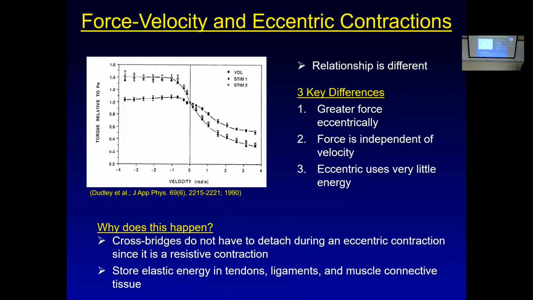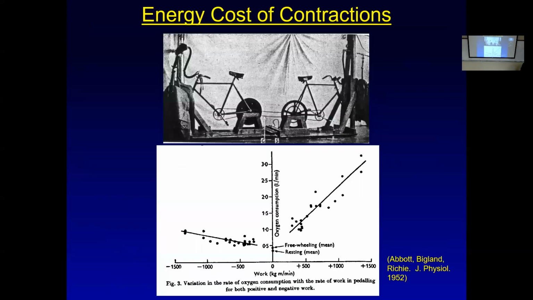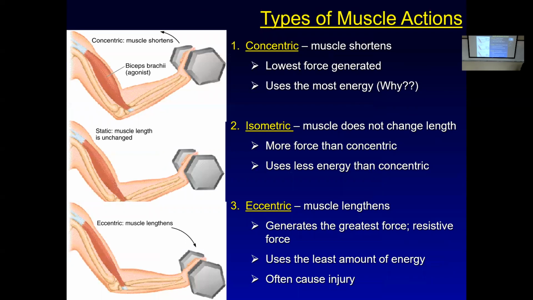Note how I get a little bit of an increase in force early on, and then it's basically flat. Eccentric contractions tend to plateau at very slow velocities, and if you get way out of here, it kind of takes off again. At very fast velocities, they tend to be independent of velocity. You get the same force no matter how fast you go. The other thing that happens with them is that they use less energy than isometric, which uses less energy than concentric contraction.